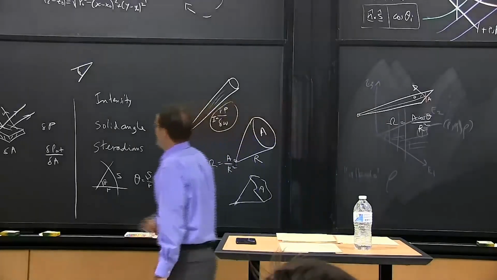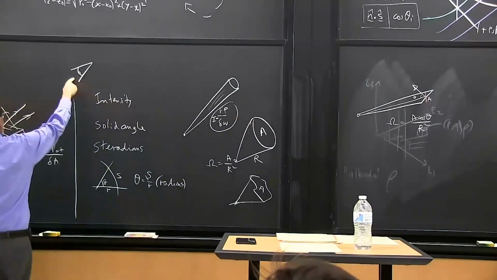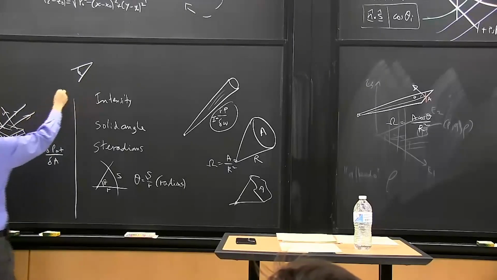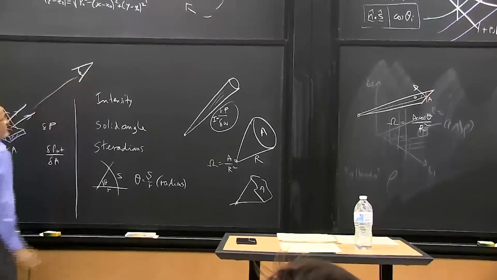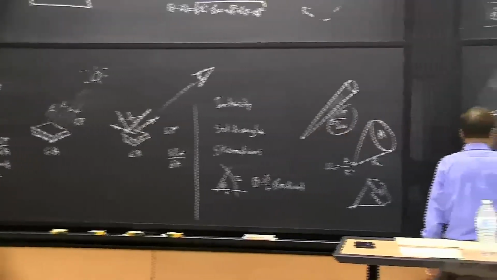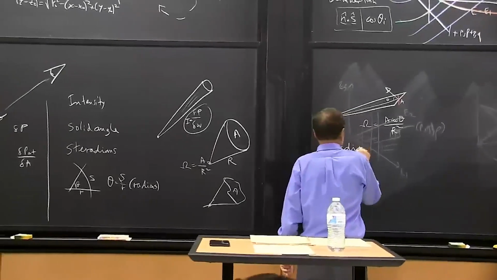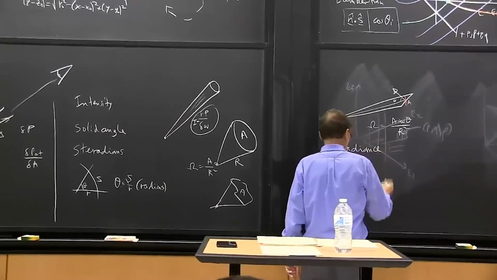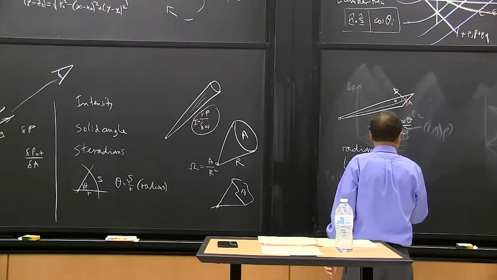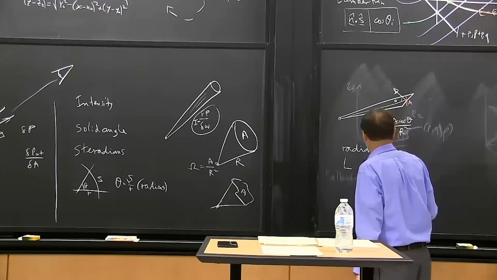Well, we kind of had it here. We don't want to know the whole power coming off the surface. We're only interested in what reaches the observer or the camera. And so we introduced this idea of radiance, which is power per unit area per unit solid angle.